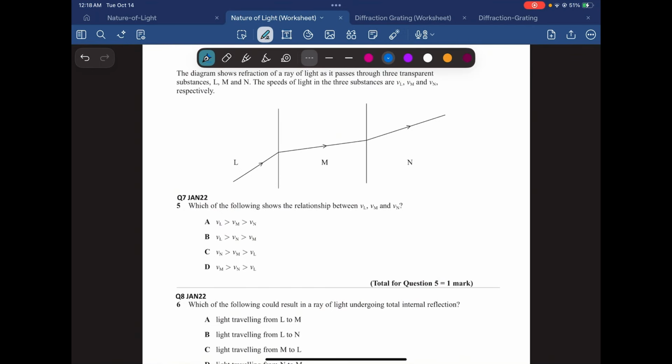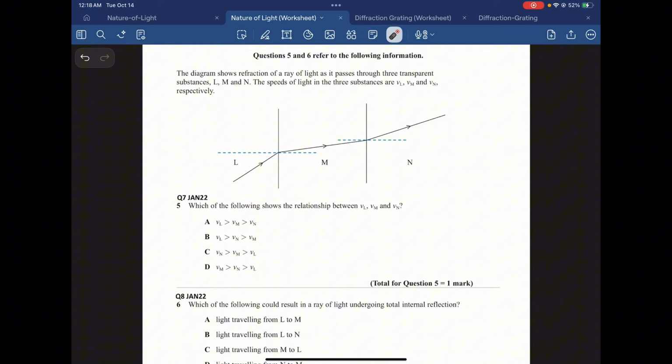Now we'll have to actually draw normals in all the three parts. So that is basically how we draw the normals. Now the question is, guys, we know one thing: we can see right here the angle of incidence. This has to go like this, right? This should have gone like this, but this line has moved towards the normal.